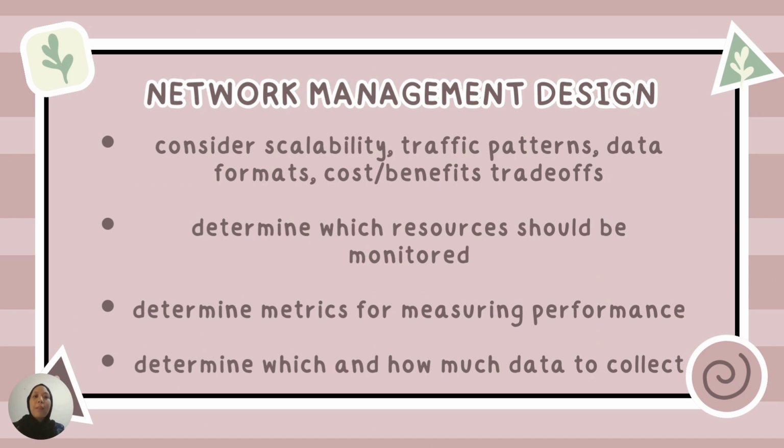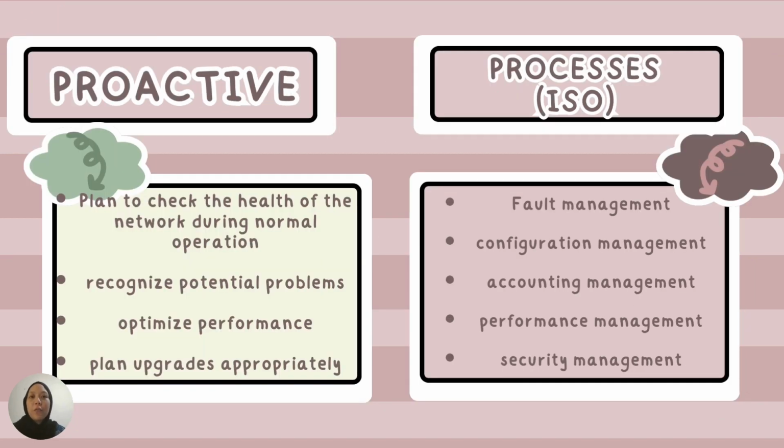Data is the lifeblood of network management, but collecting too much or too little can be equally detrimental. We need to define what data is essential for our purposes, balancing the need for comprehensive insights with the importance of respecting privacy and minimizing unnecessary data. Proactive management involves more than just addressing issues as they arise. It is about foreseeing challenges and strategically optimizing network performance.